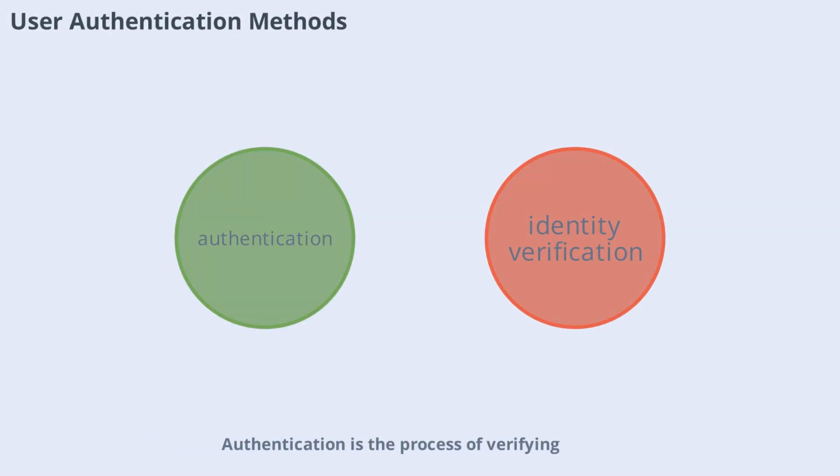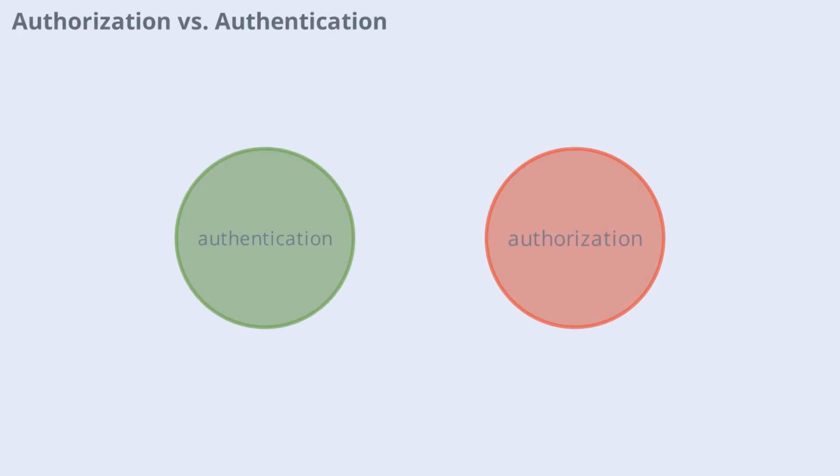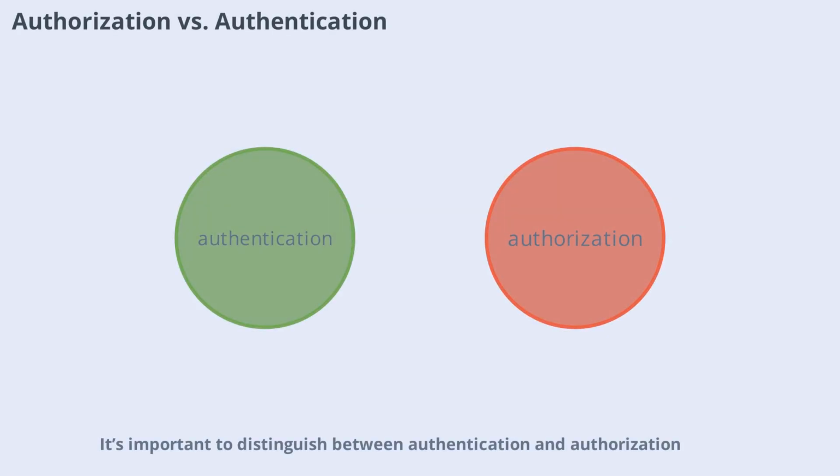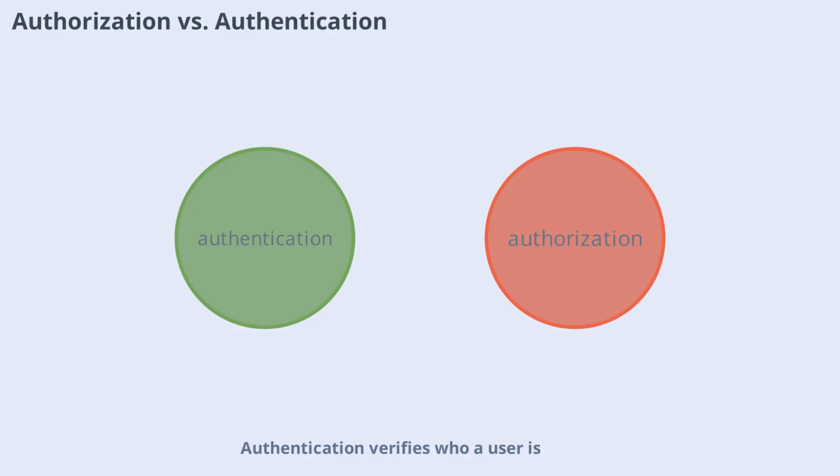Authentication is the process of verifying a user's identity before granting access. Common methods include passwords, biometrics, and multi-factor authentication. Strong authentication helps ensure that only legitimate users can access sensitive resources, forming the first line of defense in access management. It's important to distinguish between authentication and authorization. Authentication verifies who a user is, while authorization determines what they are allowed to do. Both are essential components of access management, working together to protect your organization's data and systems.